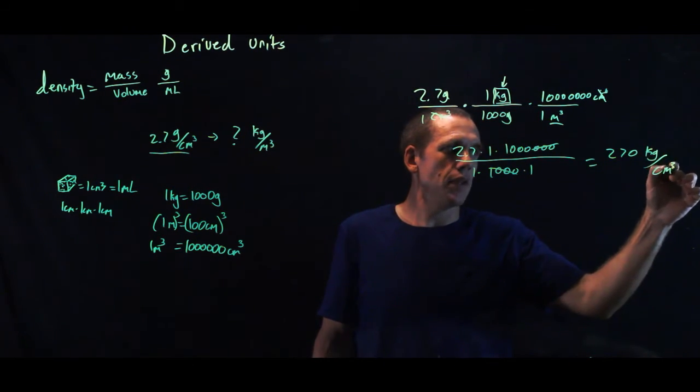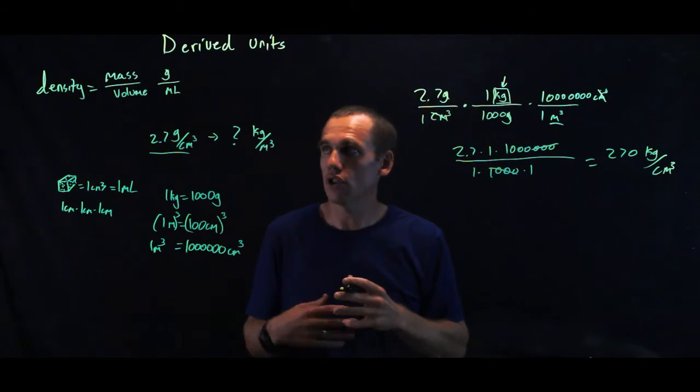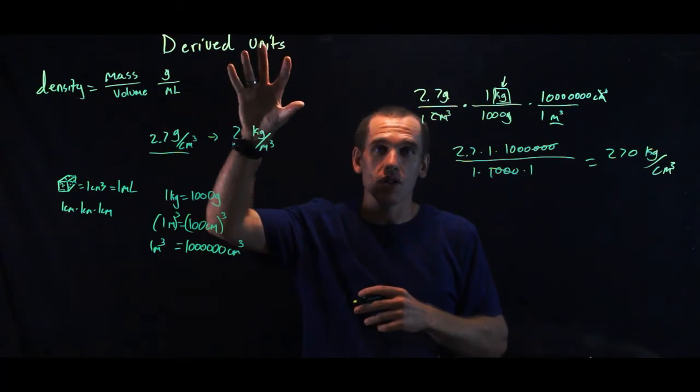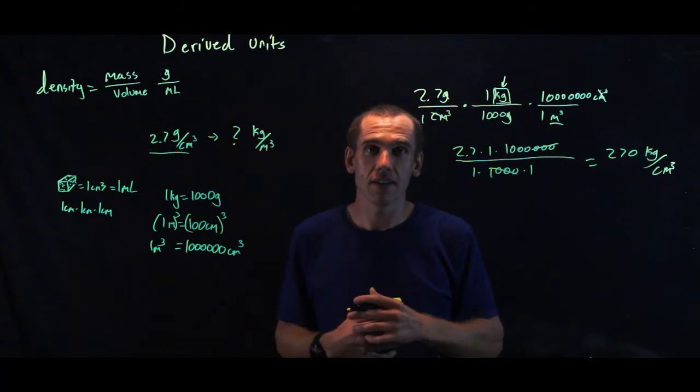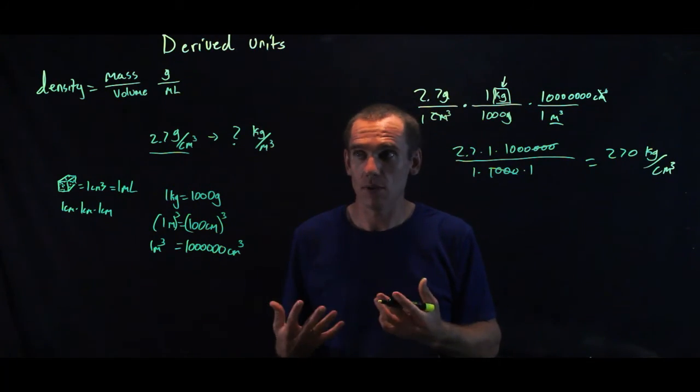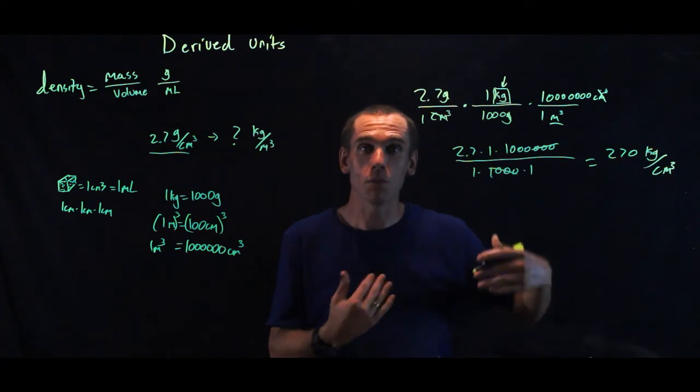per cubic meter. So when you're doing a unit conversion where you have derived units, which is units made up of more than one unit, it works exactly the same way as doing a unit conversion with base units, except you've got to keep track of multiple units.